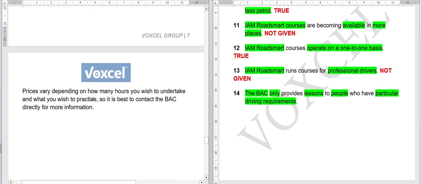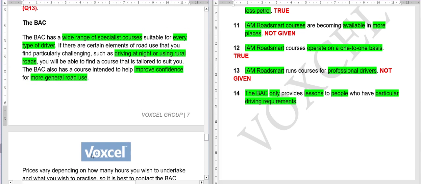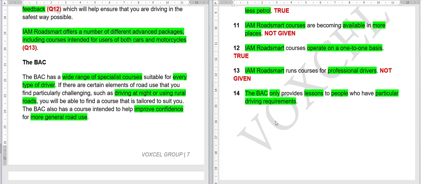Prices vary depending on how many hours you wish to undertake and what you wish to practice. So it is best to contact them. So this is about pricing. So that's our location. So you have around 10 seconds, tell me the answer. And the time starts now.